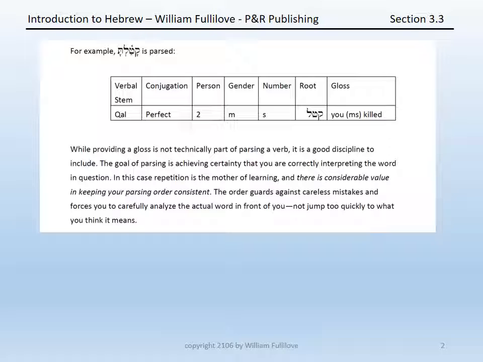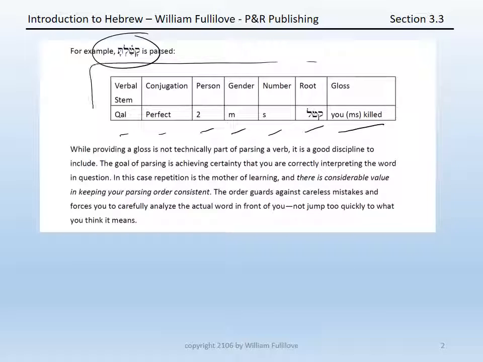For example, katalta would be parsed as follows: Qal, perfect, second person, masculine, singular, from the root qof, tet, lamed, and the gloss would be you, masculine, singular, killed. Now this last element, the gloss, is not technically part of parsing a verb, but it's a good discipline to go ahead and include as you work to make sure you are understanding the verb in question.